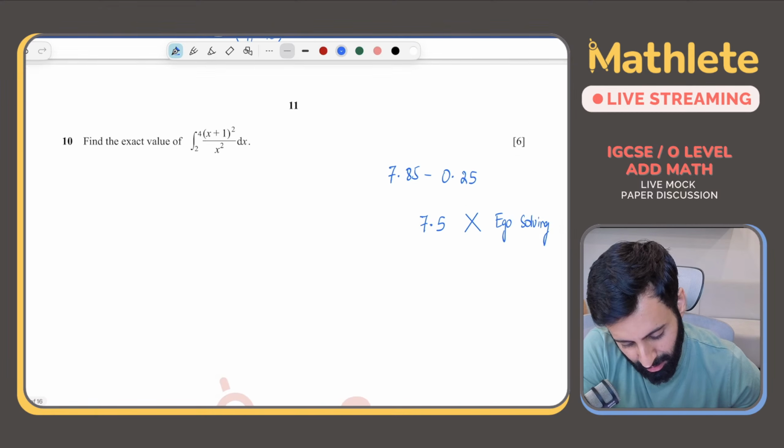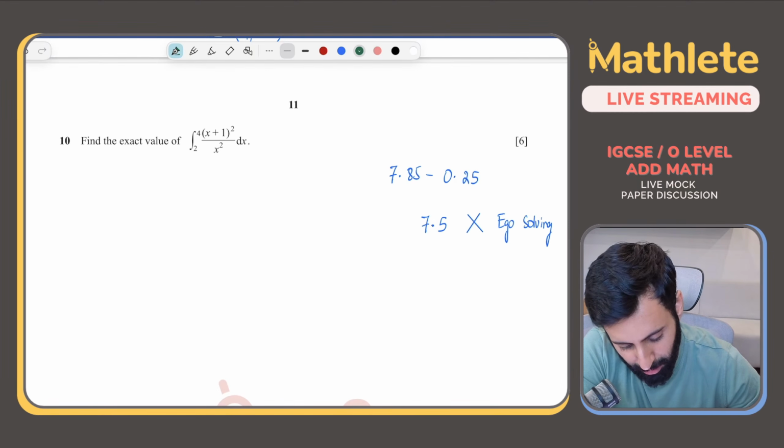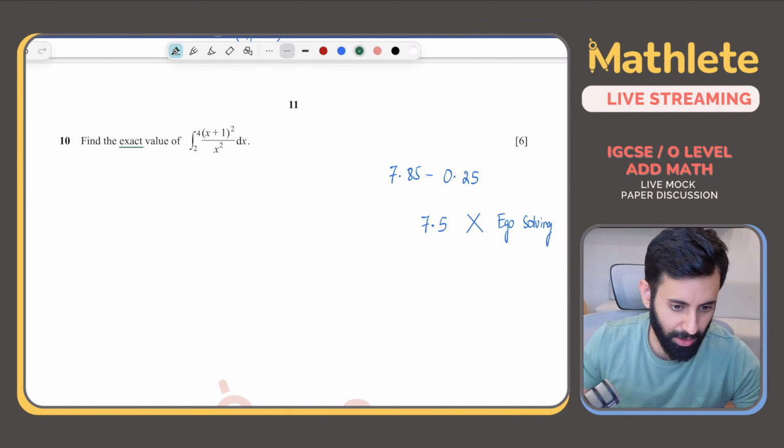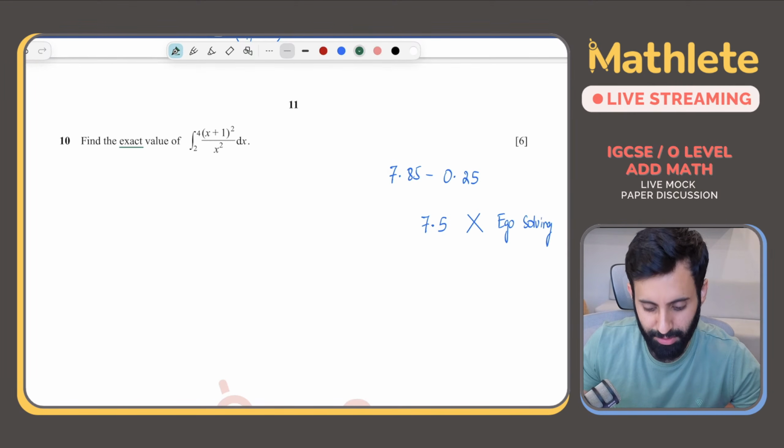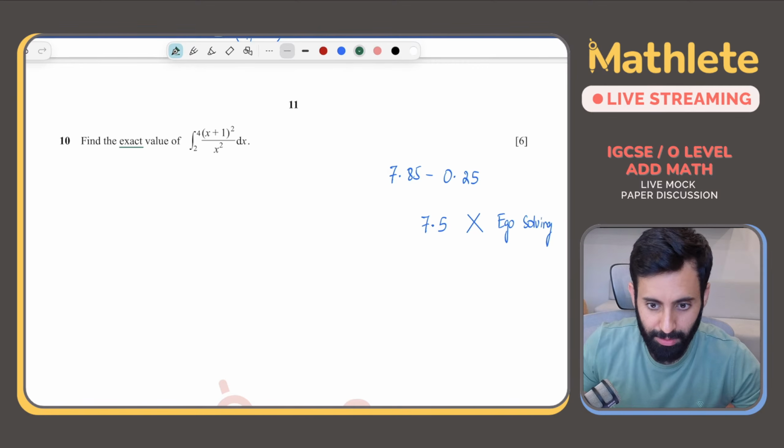Okay, so ego solving, doom solving, these are two terms that you all need to be familiar with. Okay, find the exact value. Exact value means that if it's in terms of ln, we will leave it in terms of ln. If it is in terms of e, we will leave it in terms of e.